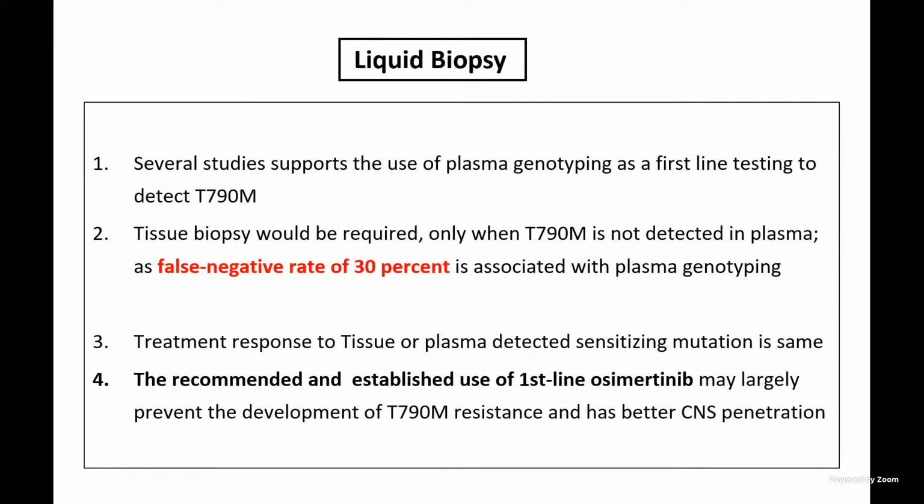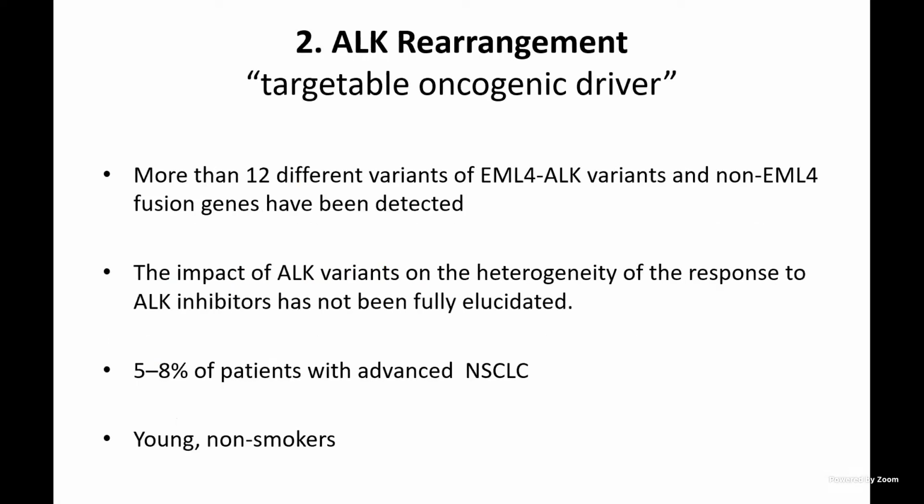So here comes the role of the liquid biopsy. Several studies support the use of plasma genotyping as the first line testing to detect T790M. The tissue biopsy would be required only when T790M is not detected in the plasma, as a false negative rate of 30% is associated with plasma genotyping. But very important, the treatment response to tissue or plasma detected sensitizing mutation is exactly the same. The recommended and established use of first-line osimertinib may largely prevent the development of T790M resistance and has a much better CNS penetration.